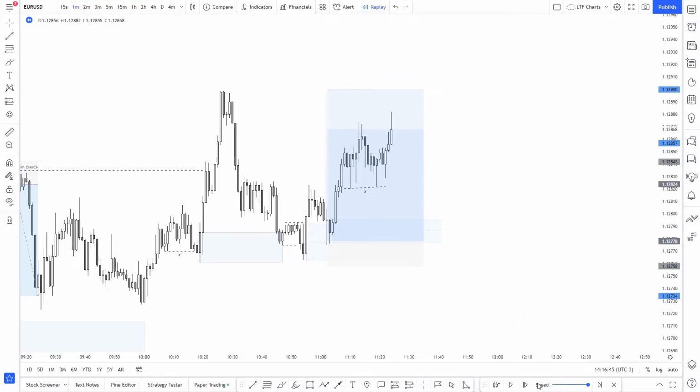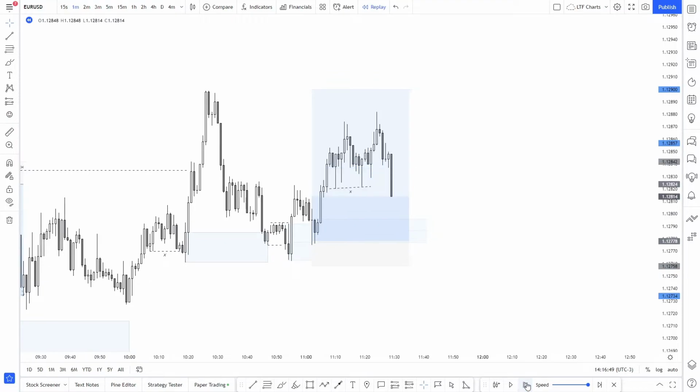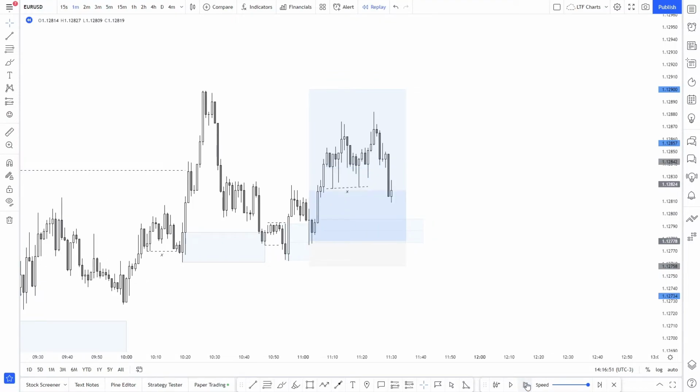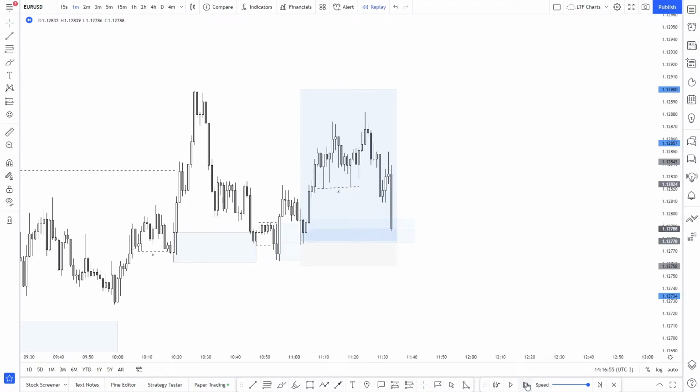So it's really about paying attention to the details. If you don't pay attention to the details, you're going to miss out on liquidity on important areas, and you won't know where to apply the concepts that we know.